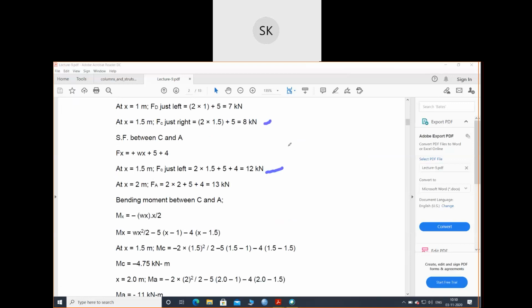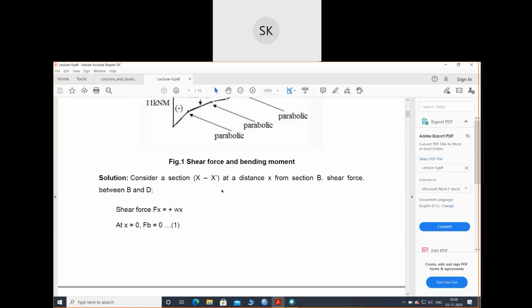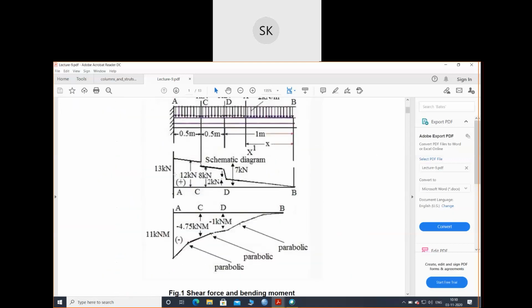So from all these values with different boundaries, suppose at x equals to 2 your shear force is 13 kilonewton. So at x equals to 2, draw the 13 kilonewton, and at x equals to 1.5 it is 12. So like that you draw the shear force diagram with different values.